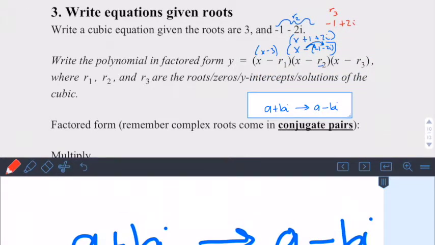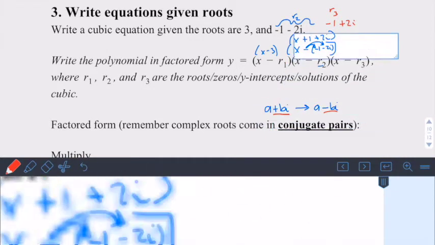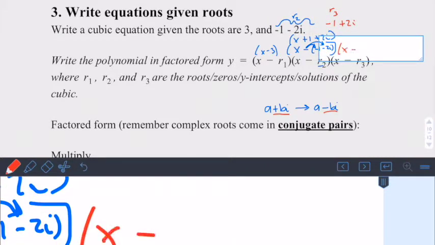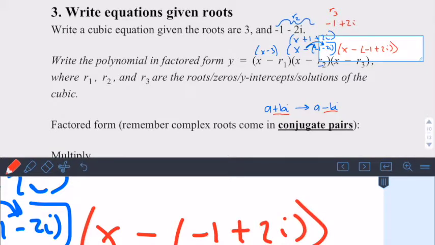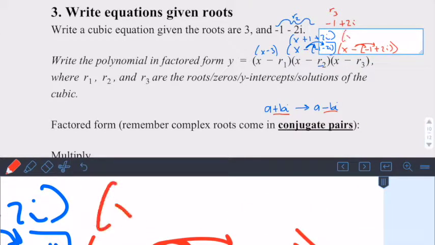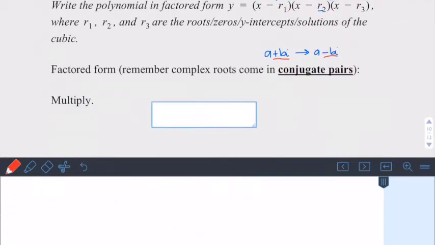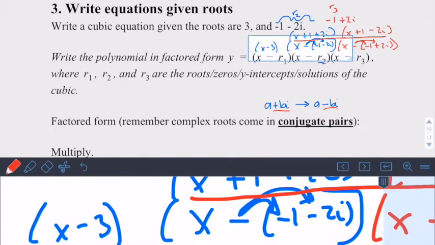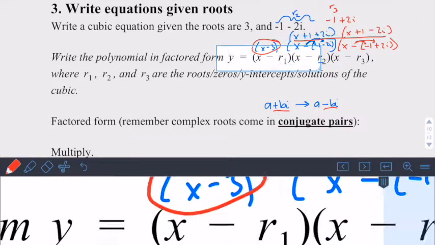Remember those conjugate pairs, one needs to be positive i, one needs to be negative i. That's how they come up. So now I'll put this root in as well and say x minus (-1 plus 2i). And I'm going to distribute my negative. So I get x plus 1 minus 2i. And then I need to multiply it out. Well, I want to multiply out my complex ones first so I can get rid of my i stuff, and then I'll multiply it by my x minus 3.